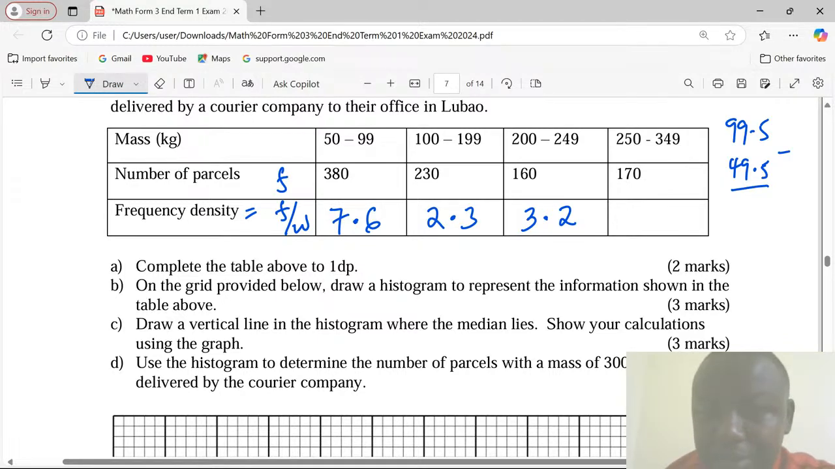349.5 as the upper limit minus the lower boundary of 249.5. Yeah, and this will give us exactly 100. So I will take 170 divided by 100. This will be 1.7. So now we are having the frequency densities of this particular data.